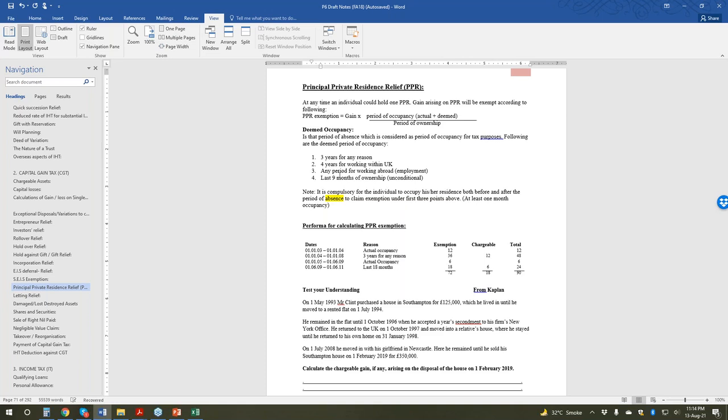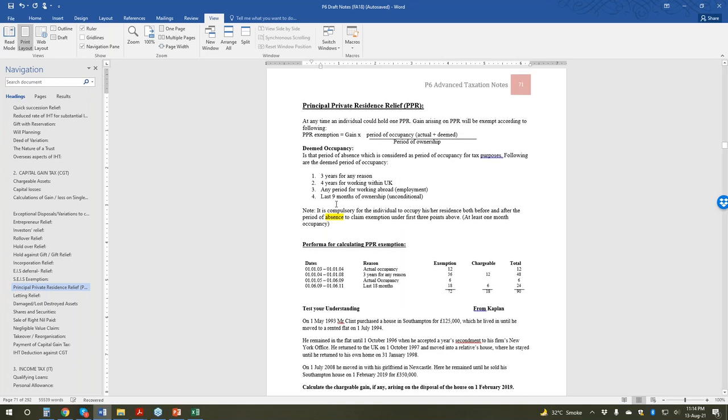Now, guys, there is one condition that is attached to these three, that the house must be occupied before and after the absence period for these reasons. For example, if you have let for any reason, you must have occupied the house before and after. The same is the case for employment, whether in the UK or abroad.